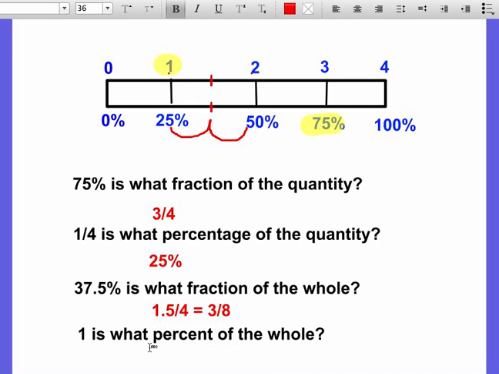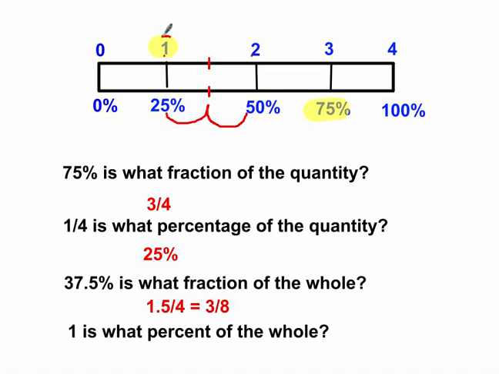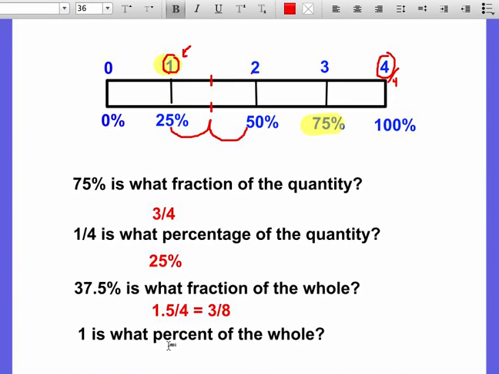The next question says 1 is what percent of the whole? Well, you might think we've already been asked that question because if we look, 1's right here. But remember, this isn't really 1, it's 1 of the 4 parts. So this really corresponds to 1/4. So if you see 1, that's referring to 1 whole. 1 whole is the same thing as 4/4 because this is a fraction bar. So 1 whole would also represent 100%.